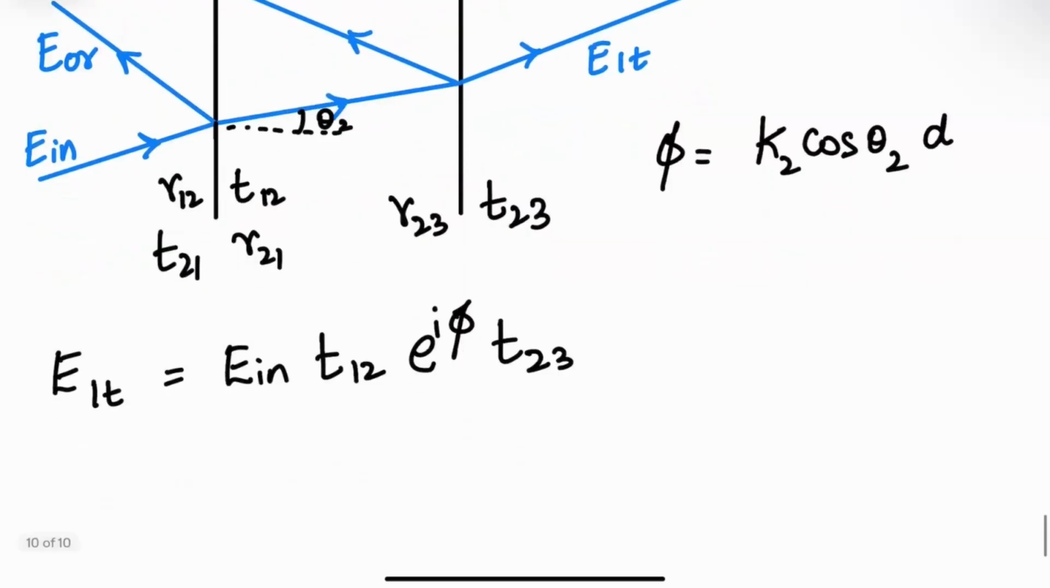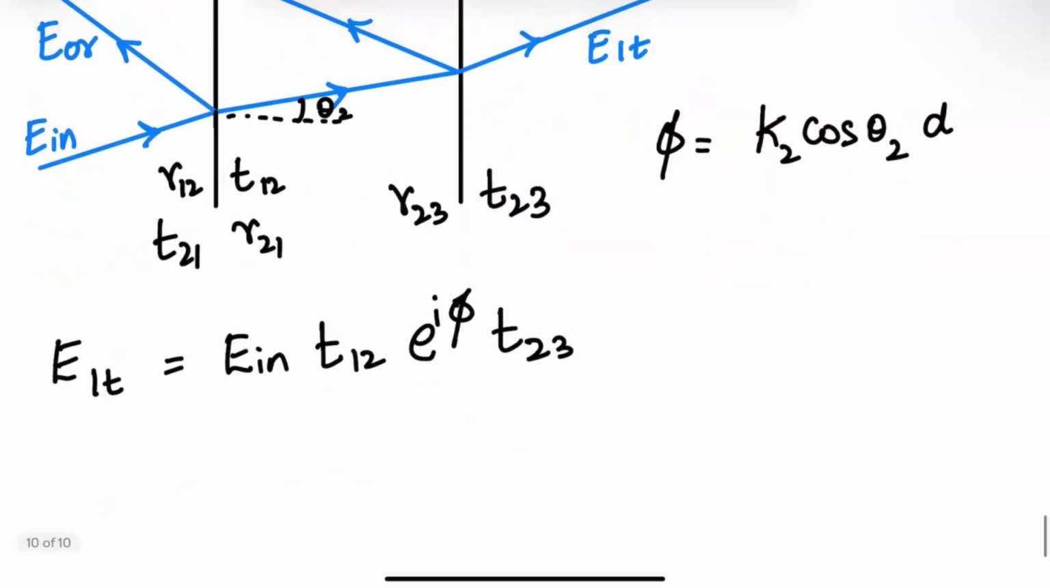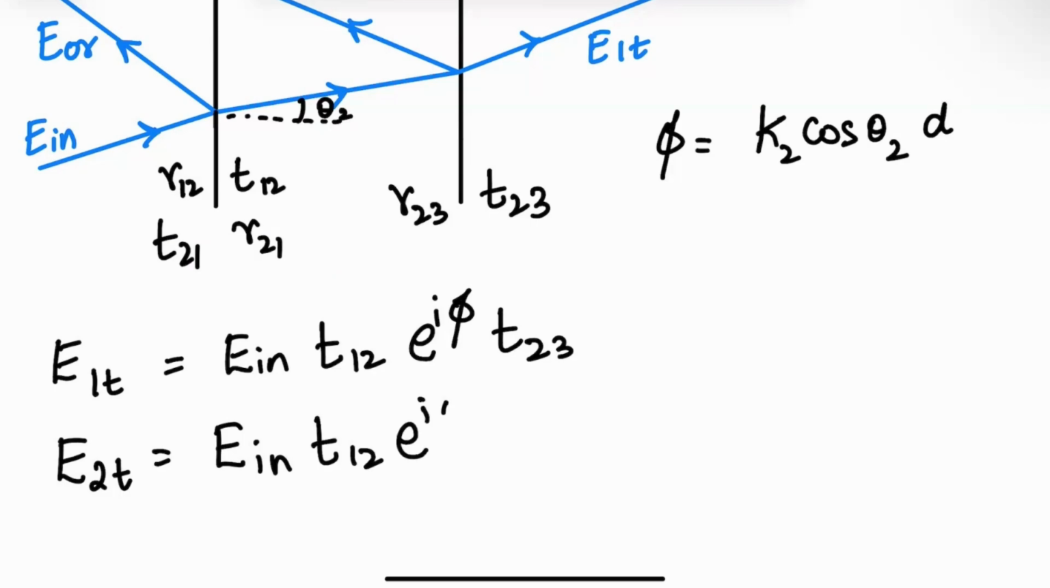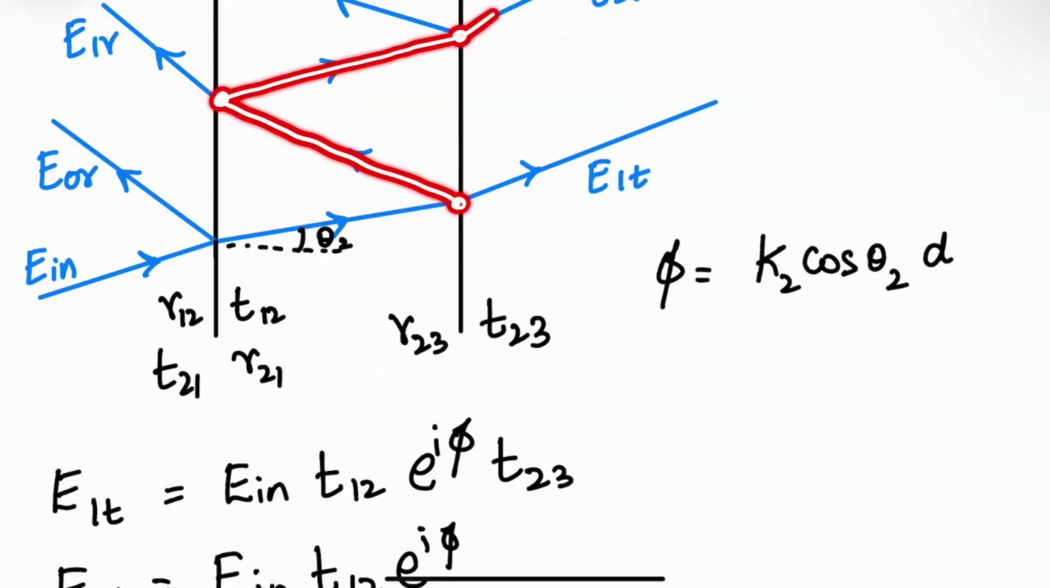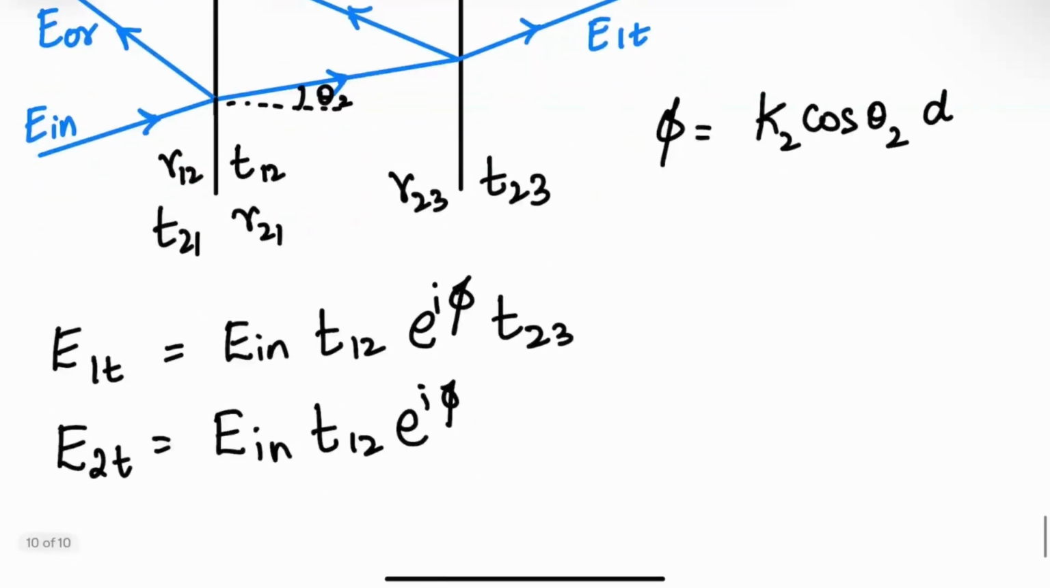Okay, so once you understand that, essentially we can write out all the other equations fairly easily. E2t is E in, T12, e to the i phi, which is this part, and then it went till here, and then you have a reflection here, R23, then you have another phase shift, another reflection, another phase shift, and a transmission. So the reflection R23, backward propagation, same phase, one more reflection, forward propagation, and transmission.